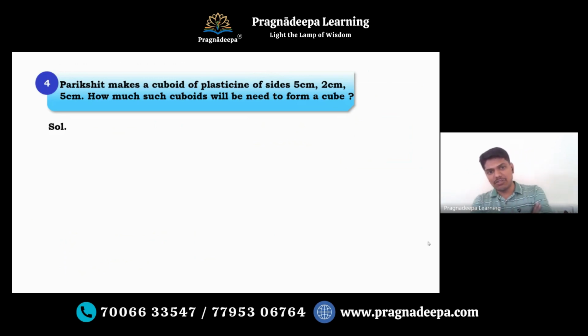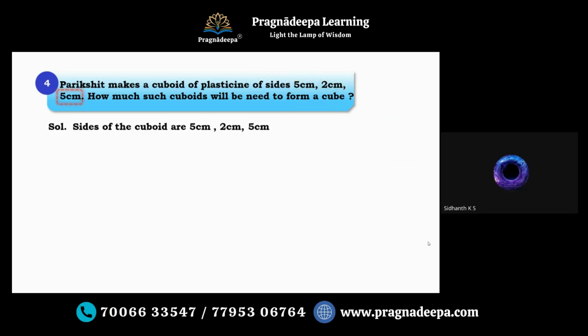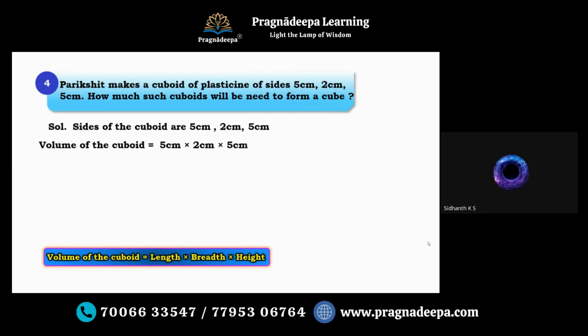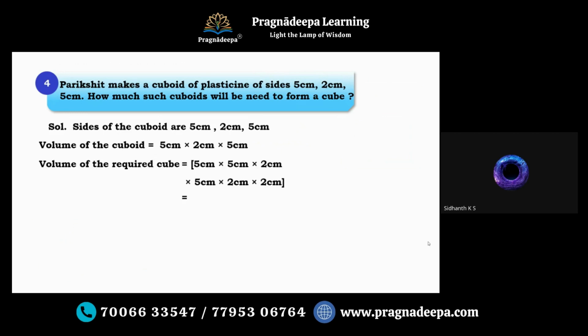Of course, how you will do the problem? The sides of the cuboid are 5 centimeter, 2 centimeter, and 5. So how will you find the volume of that? Length into breadth into height. Length into breadth into height. Sir, you have to find, because it's a cube, and so that is the biggest number.